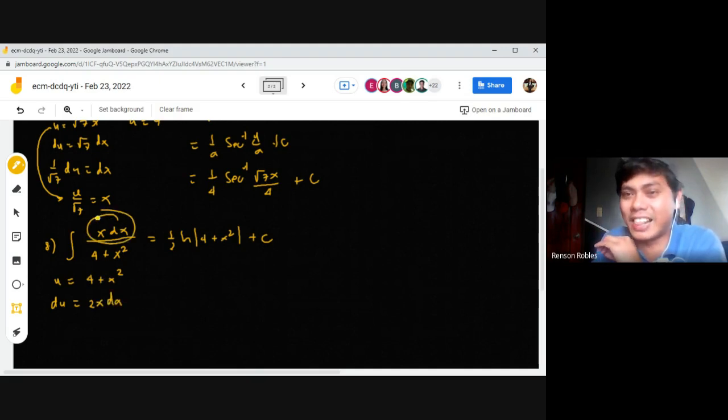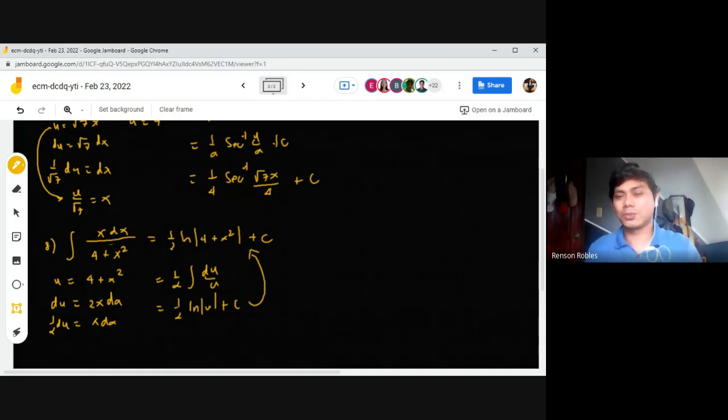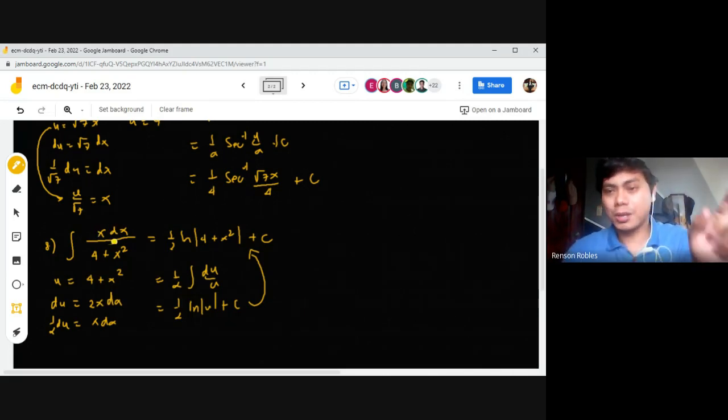What did I tell you about ln? Diba sabi ko sa inyo, when the derivative of the denominator can be found on the numerator, it will give you an ln. In this case, that's 2x dx, so you will just ignore 2. 1/2 du is x dx. So this will give you 1/2 du over u. 1/2 ln of u plus c, and it will give you 1/2 ln of 4 plus x squared plus c. Now, if you want this form going to arctangent, ganito dapat siya.